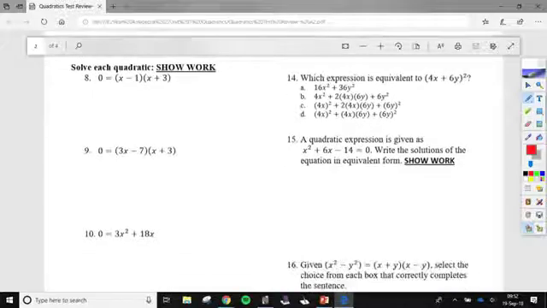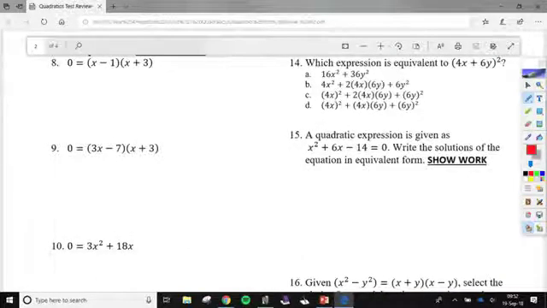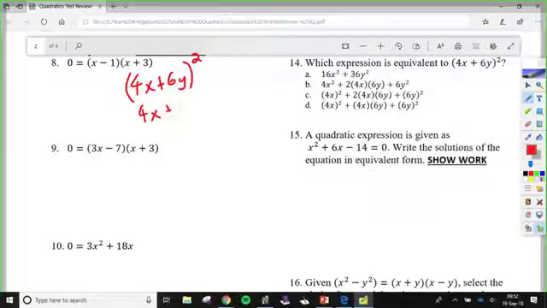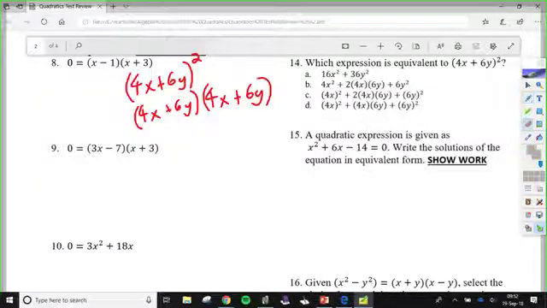Okay. Now number 14 is kind of a trick question. It's not a trick question, I suppose, but it's a complicated look. But let me break it down simply for you. So 4x plus 6y, I'm going to use this space over here on the left. 4x plus 6y squared just means 4x plus 6y times itself, 4x plus 6y. Now, if you're going to multiply these things together, then what you would end up doing is foiling.